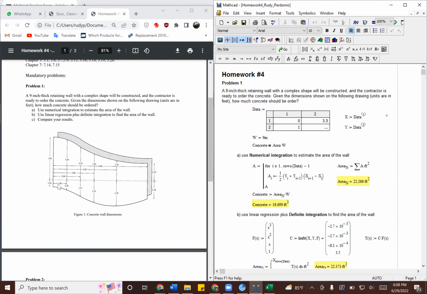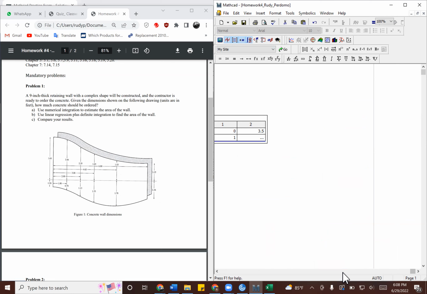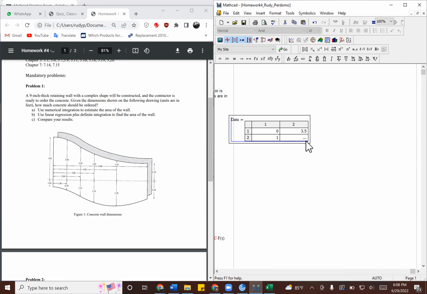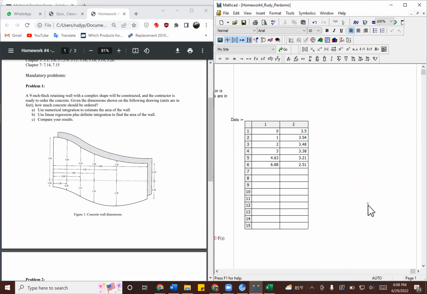Could you expand the table? I'm sorry. Yeah, I'm just gonna move it actually. I'll move it over because it's behind everything else. Where is my table? There.